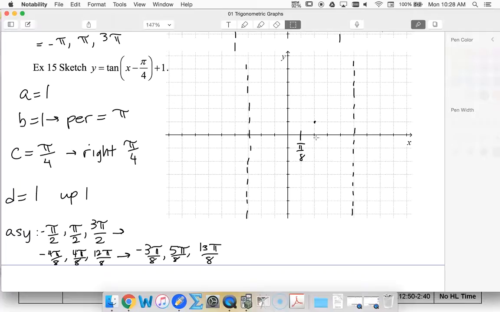All right, and now something looks a little bit off. 1, 2, 3, 4. And then, yeah, something is definitely off. Negative 3 pi over 8. 1, 2, 3, 4, 5 pi over 8. Did I actually move to the right pi over 4? Oh, I see what I did. I shouldn't be changing these to pi over 8s. I should have moved to the right pi over 4.